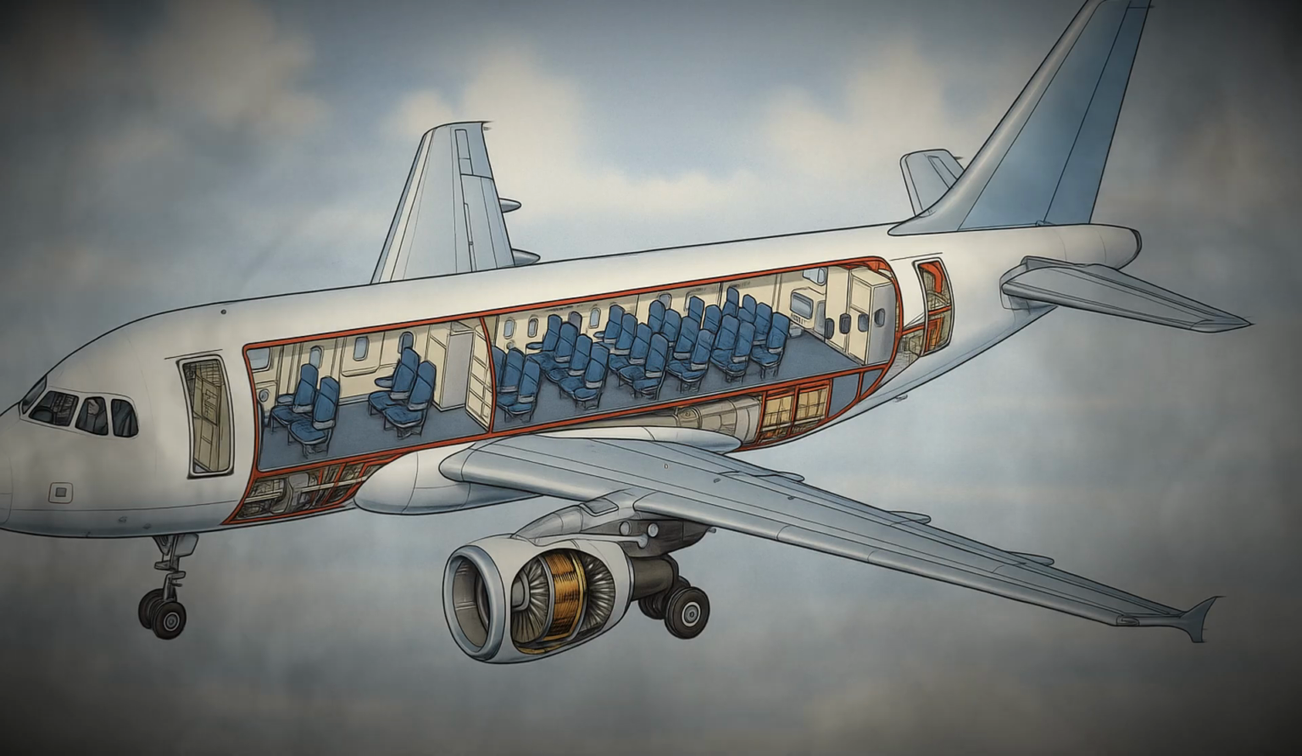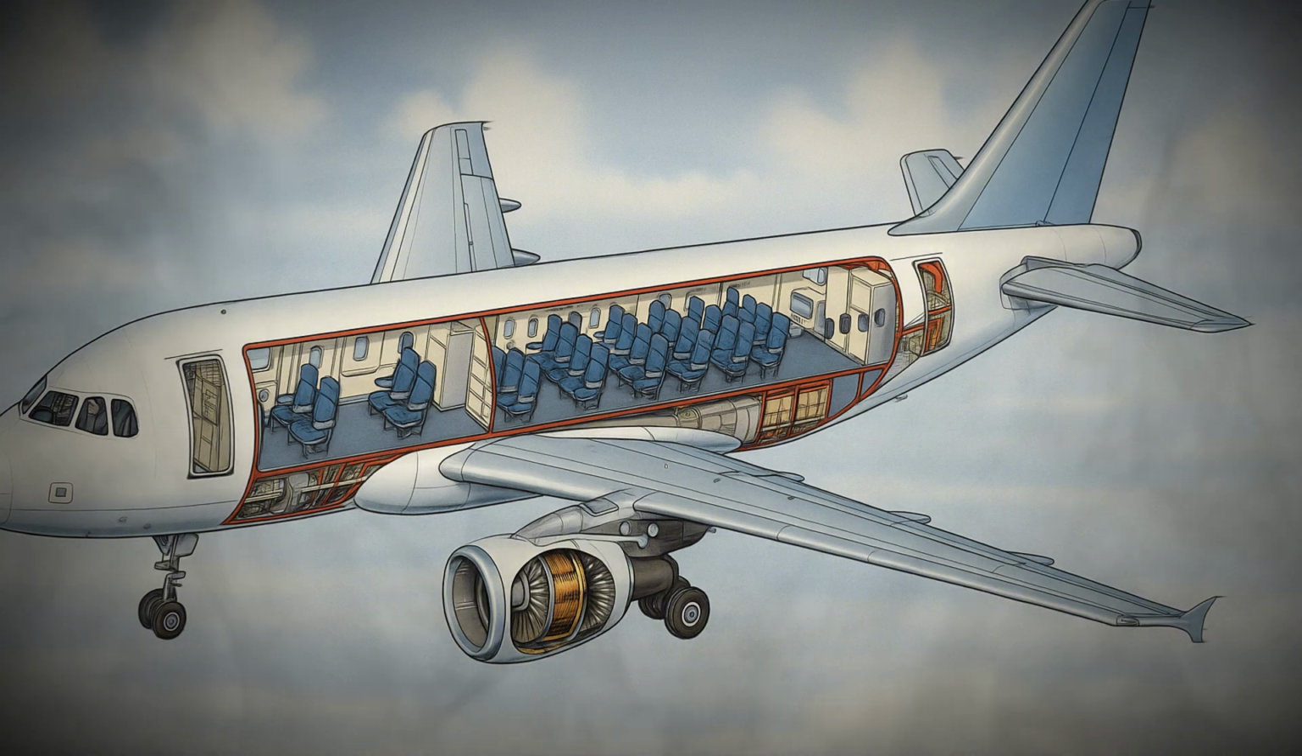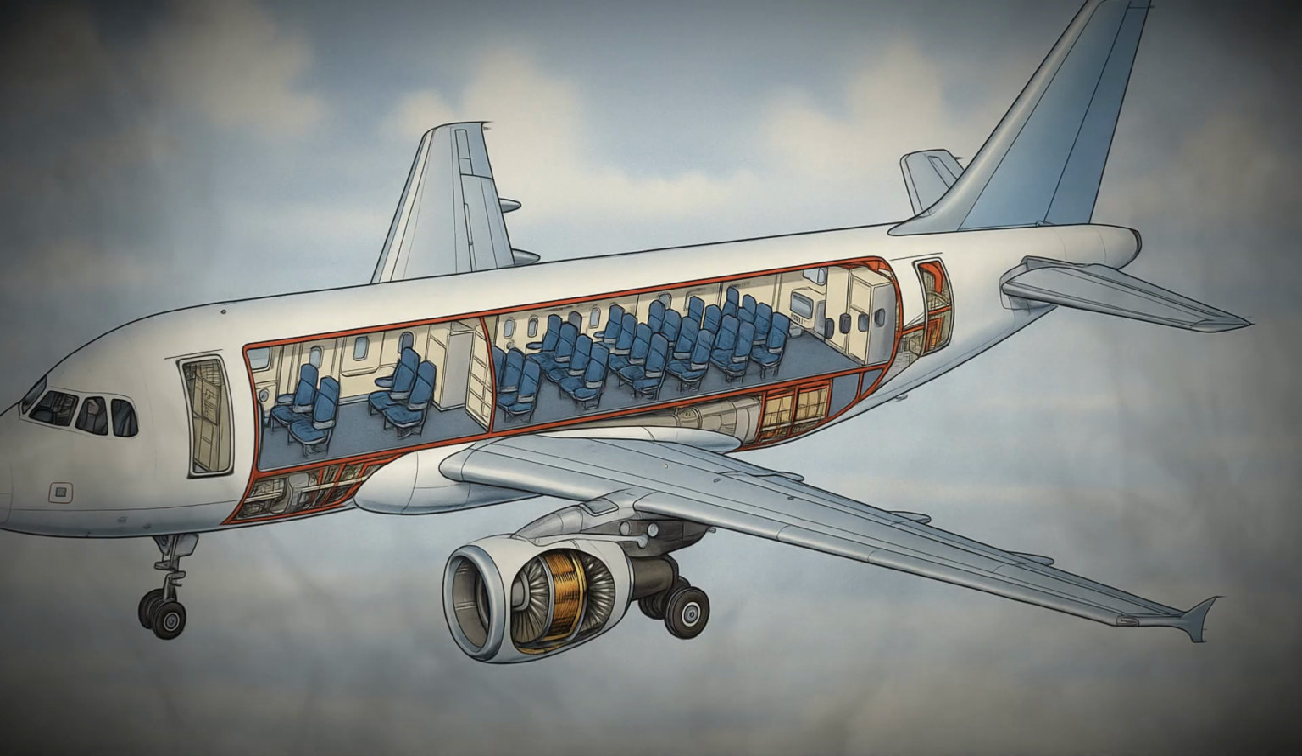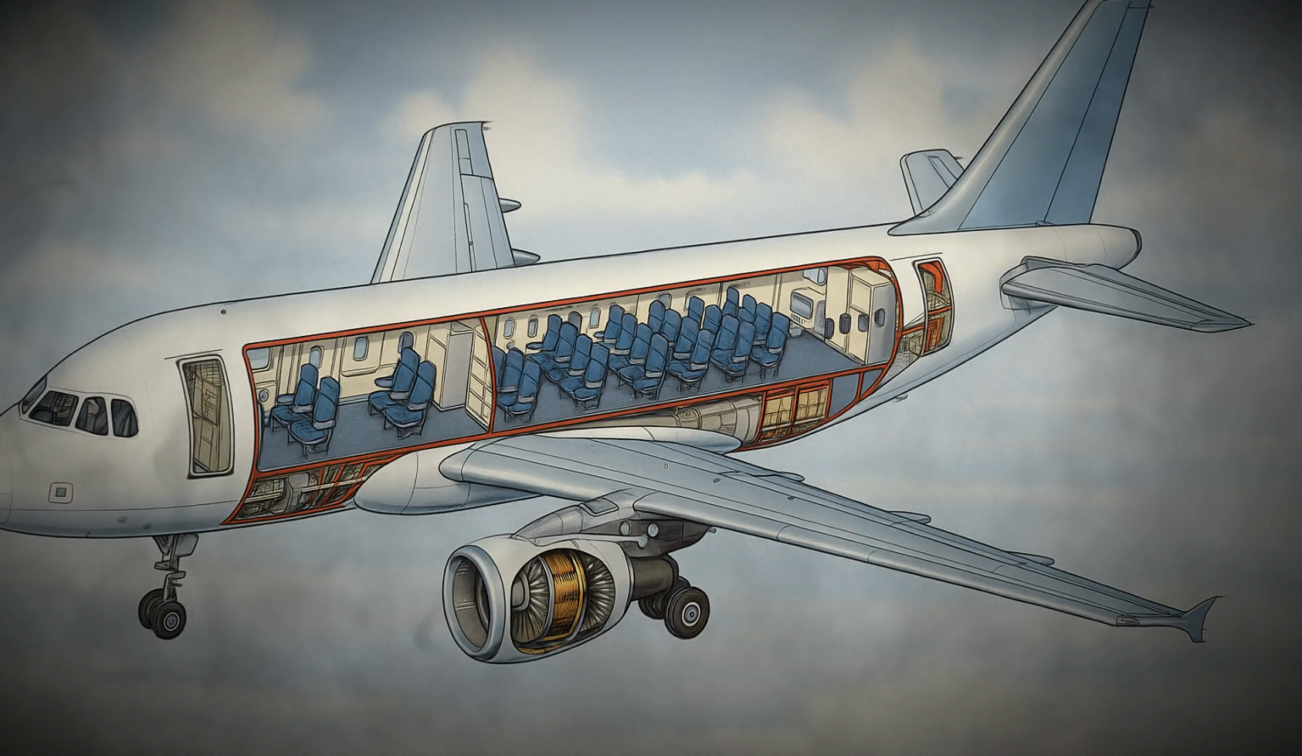Pressurization systems maintain breathable air at high altitudes, and oxygen masks deploy automatically if cabin pressure is lost. Emergency lighting guides passengers to exits, and evacuation slides allow rapid egress. Seats and restraints are engineered to withstand impact forces, and floor-level lighting ensures visibility in smoke-filled cabins.